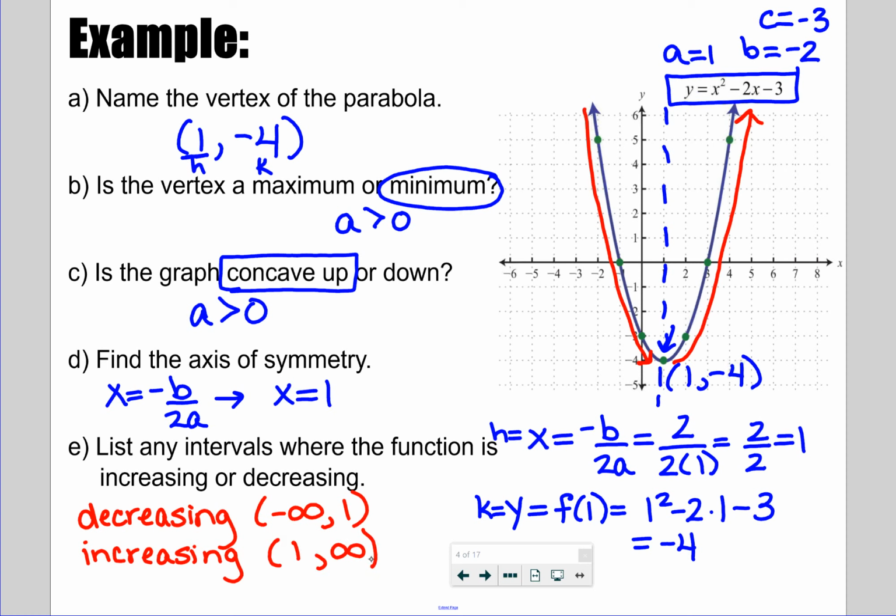And again, these are always parentheses. Sometimes people will want to put a bracket with these because we're used to that interval notation with domain and range, but increasing and decreasing intervals are always going to be parentheses. And again, always x values.